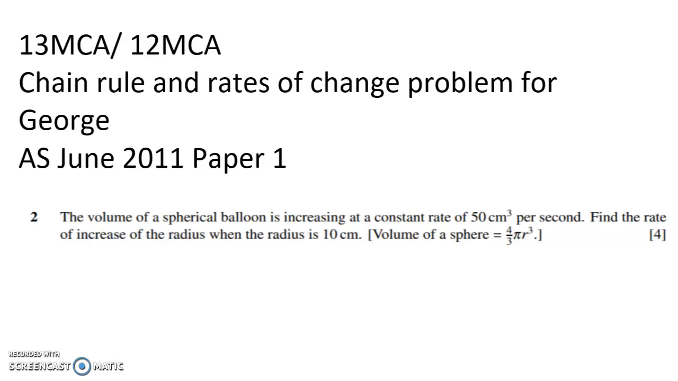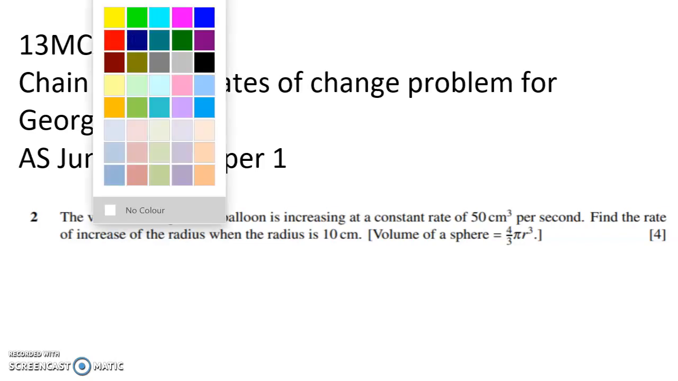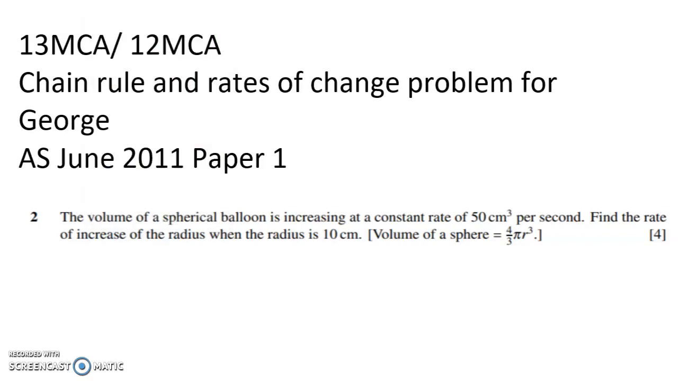This is an AS question that George asked me about, and it's a good example of the chain rule. So we're going to start by reading it and figuring out what information we've been given, what derivative, and what we're trying to find. We've got the volume of a balloon, and it's increasing at a constant rate of 50 centimetres cubed per second. And we have to find the rate of increase of the radius when the radius is 10 centimetres.